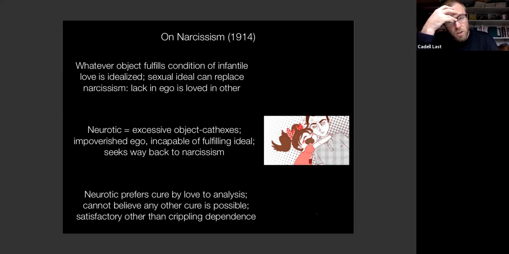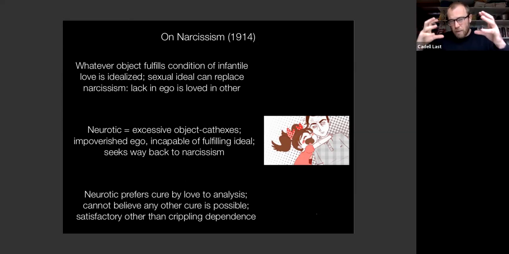But the neurotic struggles with excessive object concentrations on the other. And again, that's the opposite of the narcissist. As a consequence of that, you have an impoverished ego. You feel empty inside, and you're incapable of fulfilling the ideal. The neurotic is by definition incapable of fulfilling the ideal, since if it was fulfilling the ideal, it probably wouldn't be neurotic. And then in that case, it seeks a way back to narcissism. So narcissism is again this opposite of the neuroses, and you need to balance the two.